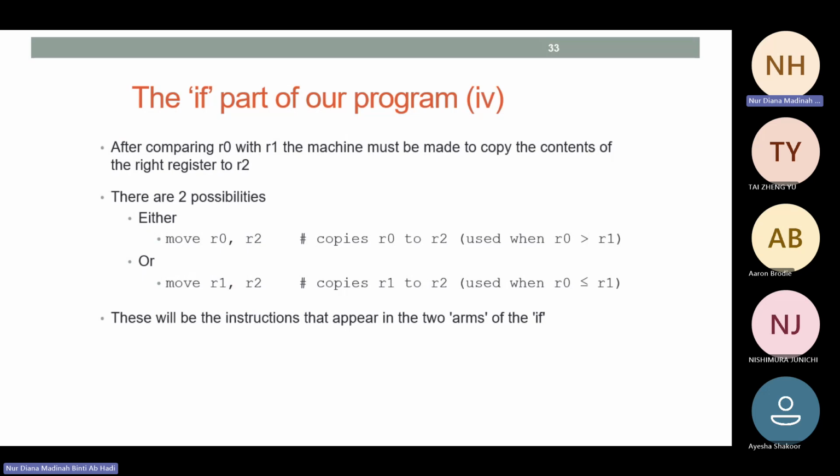So next, after comparing R0 with R1, the machine must be made to copy the content of the right register to your R2. There are two possibilities: whether you want to move from R0 to R2 or you want to move R1 to your R2. This will be the instruction that appears in the two arms of your if. So far, do you have any question?